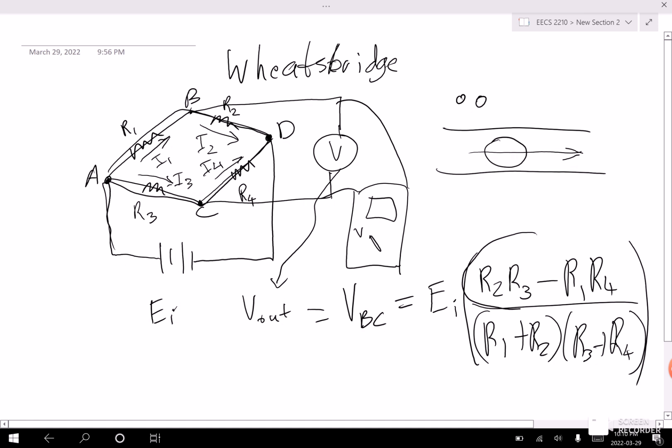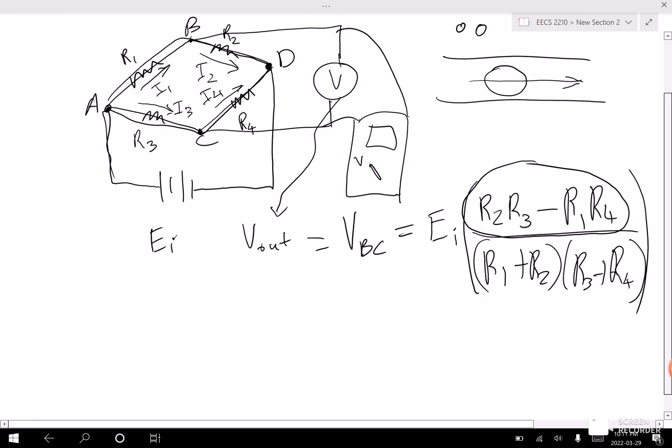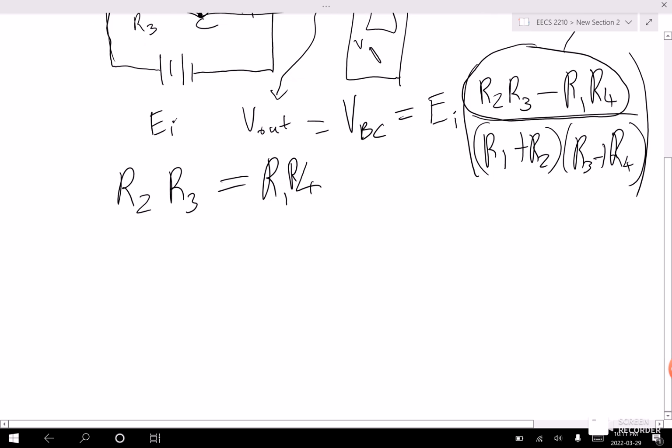And now if we pay attention, most importantly, to the top part of the circuit of the resistor, we could split them up into R2 times R3, which is equal to R1 times R4. And when both of these equal each other, we know that this subtraction will equal 0. And anything divided by 0, or anything multiplied by 0, is equal to 0. And that's our V out, which will be 0.